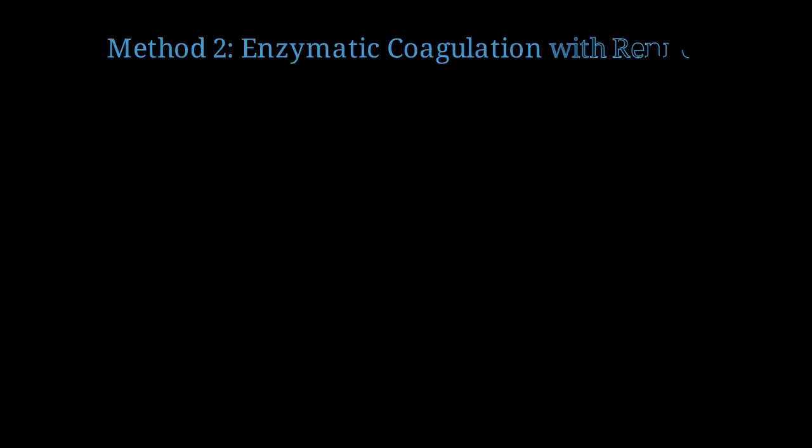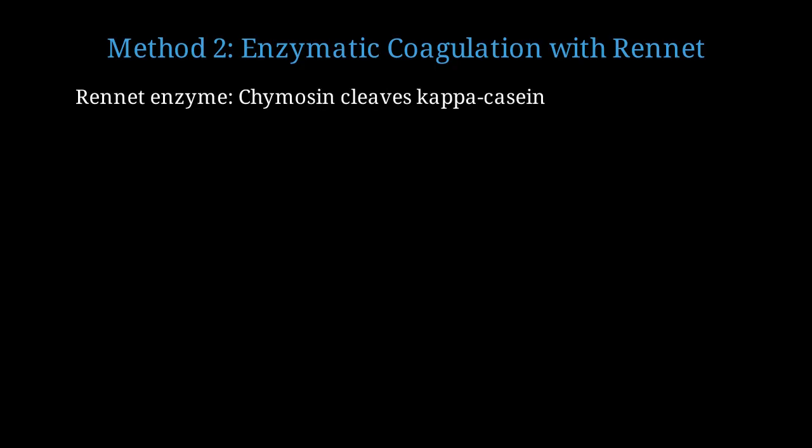Now let's discuss enzymatic coagulation, which is more complex, and produces aged cheeses like cheddar, Parmesan, and mozzarella. This method uses rennet, which contains the enzyme chymosin. Chymosin is a protease enzyme that specifically cleaves kappa-casein, a protein that stabilizes casein micelles. When kappa-casein is cut, the micelles lose their protective coating and aggregate into a much firmer gel than acid produces.